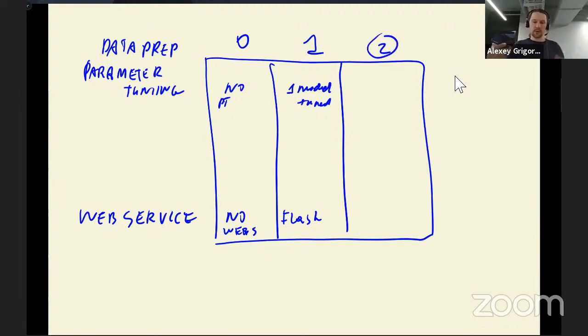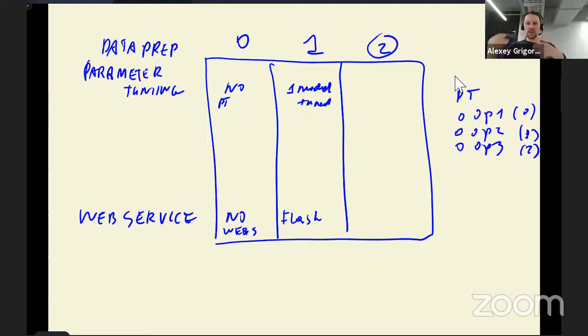And then whoever is peer reviewing, they will just have 3 options here in the form, like it will be parameter tuning, and then option 1, option 2, option 3. And then it's 0 points, 1 point, and 2 points. And then they will just click here, and this is how you will get your score.